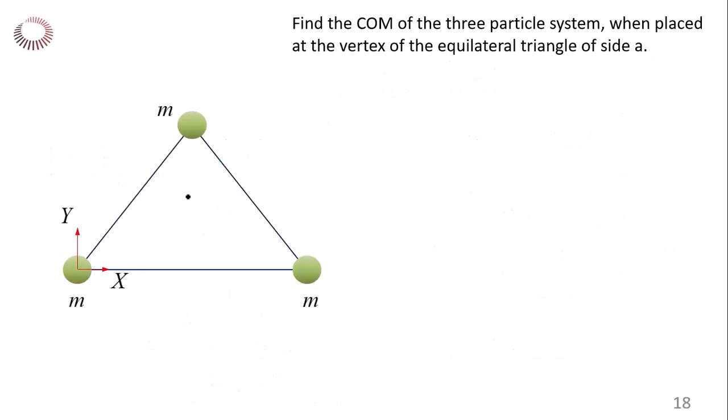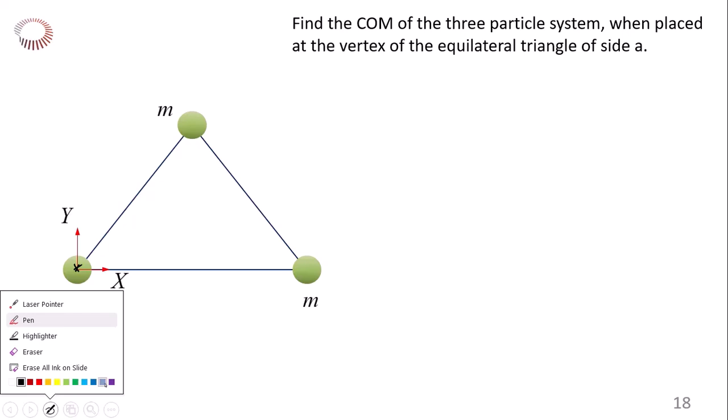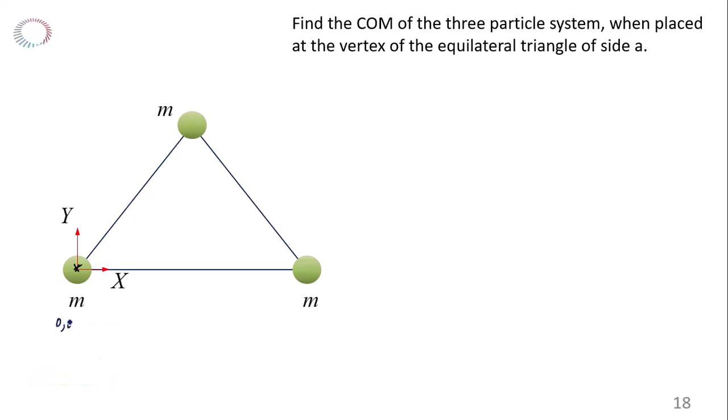Now we want to calculate the center of mass of a 3-particle system. All the particles are placed on the vertices of an equilateral triangle. So first place the coordinate system, the axis system, over here. Now identify the coordinates of the particles. For the first particle it is 0, 0. This is the origin. For the second particle it is a, 0. For the third particle, this is the median part, so a by 2 is the x coordinate and a sine 60 is the y coordinate, that means a root 3 by 2.